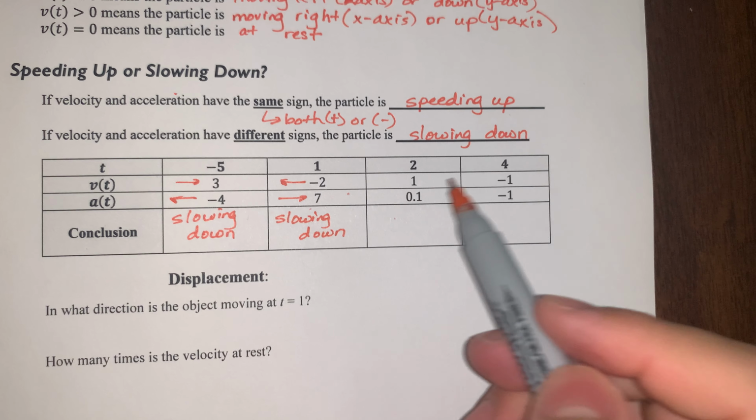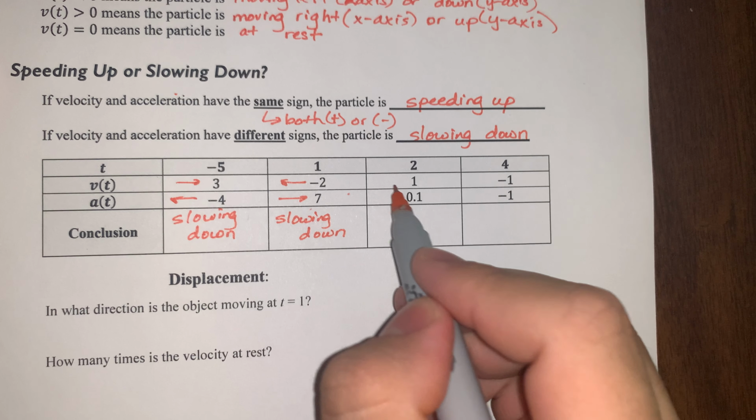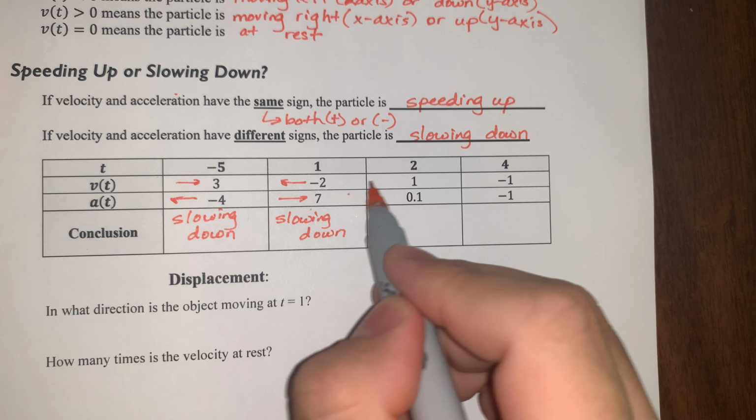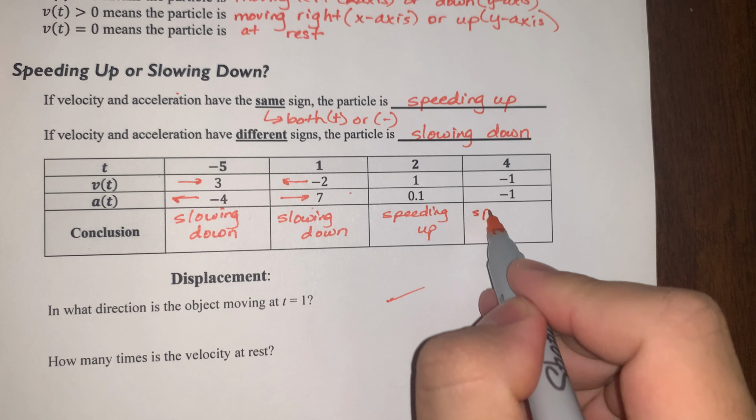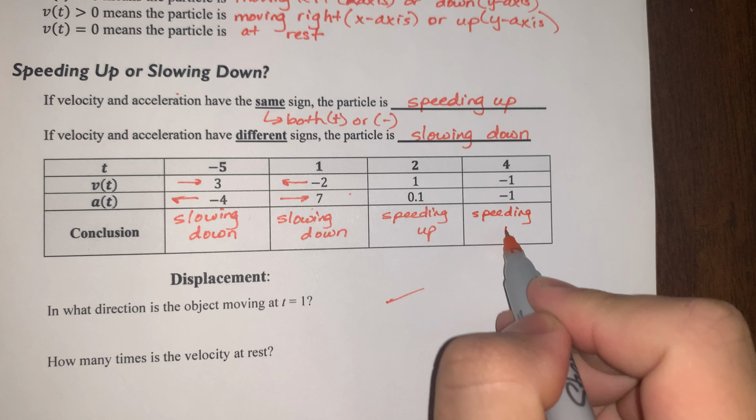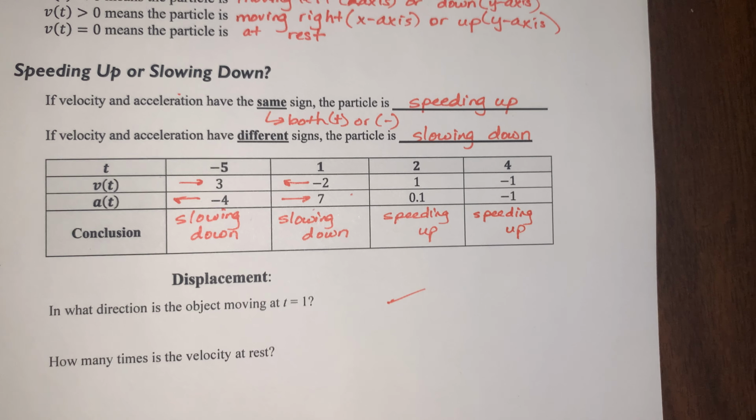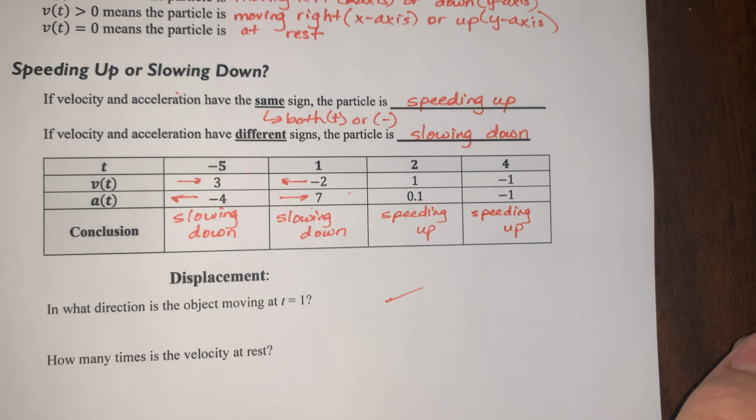Here, both of them are positive. So if your velocity and acceleration are going in the same direction, you are actually speeding up. And over here, if your velocity and your acceleration are both going in this direction, then it's speeding up, but in this direction. Speeding up. Okay. So hopefully that makes sense.